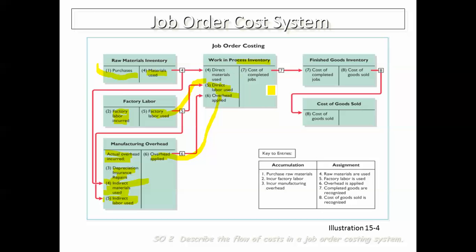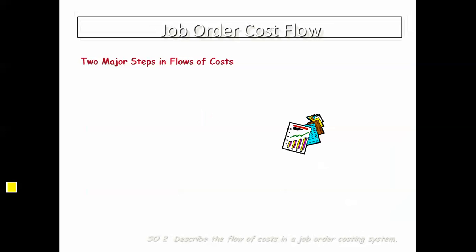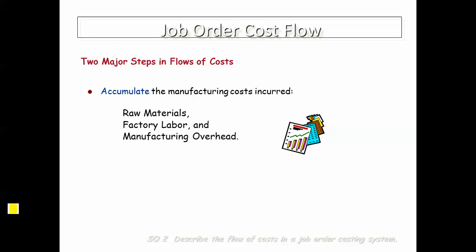Now when the job is finished, I complete it, credit work in process, and move it to finished goods. When I sell it, I credit finished goods and debit cost of goods sold. And that's how the costs flow through my accounting records. Two major steps: accumulate the costs, which are either material, labor, and overhead, and then assign the costs.